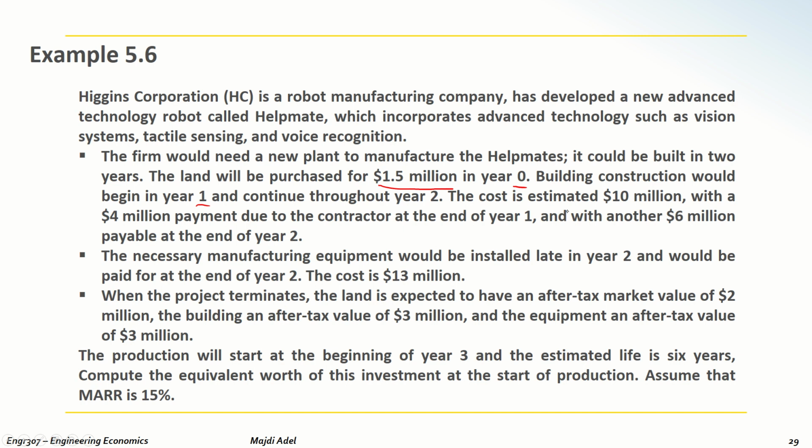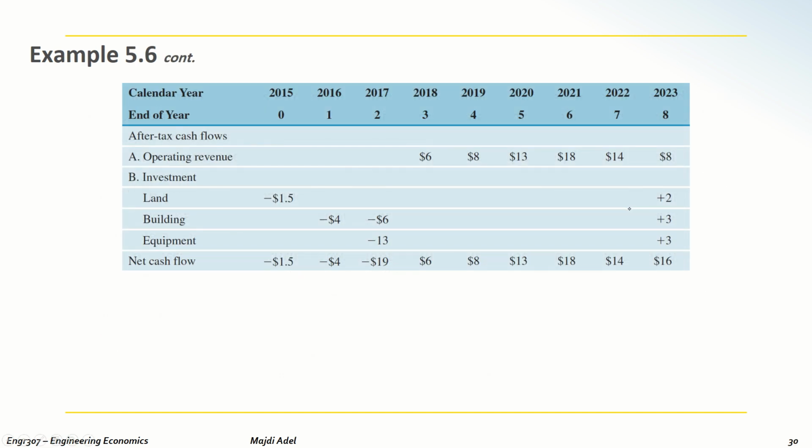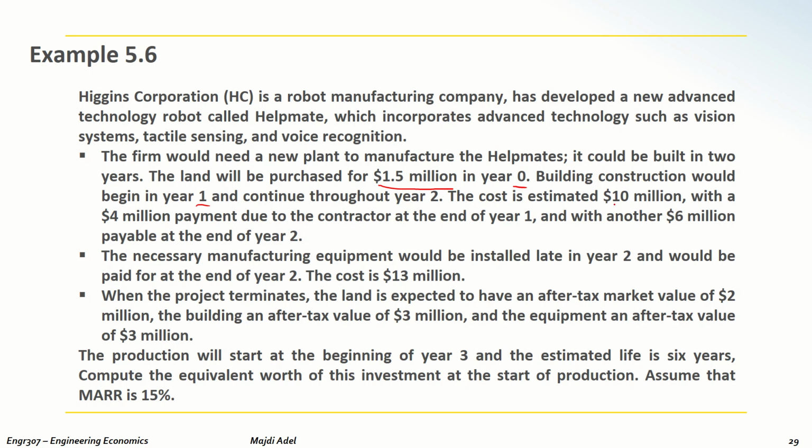The cost of the building is estimated to be $10 million, with a 4 million payment due to the contractor at year 1 and the remaining 6 million at the end of year 2. Of this 10 million, they will pay 4 million at the end of the first year and the other 6 million at the end of year 2.